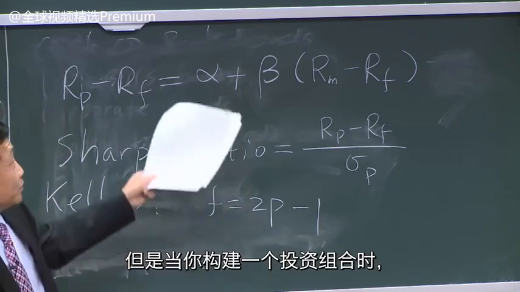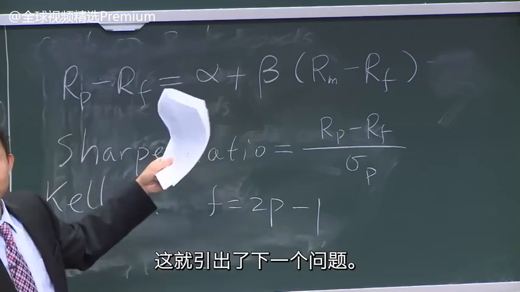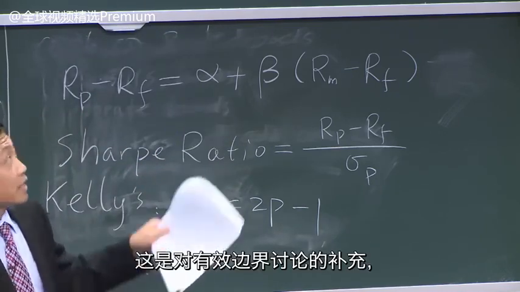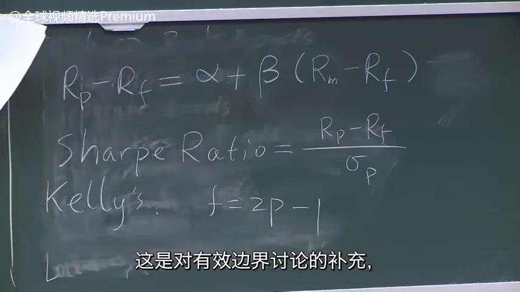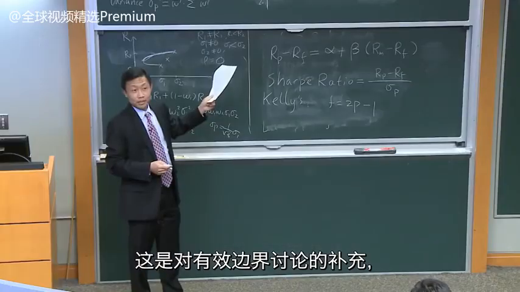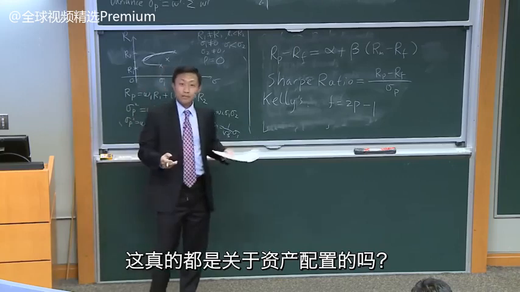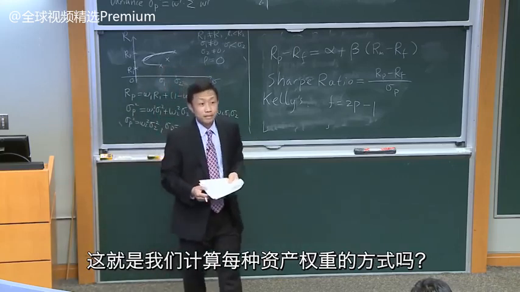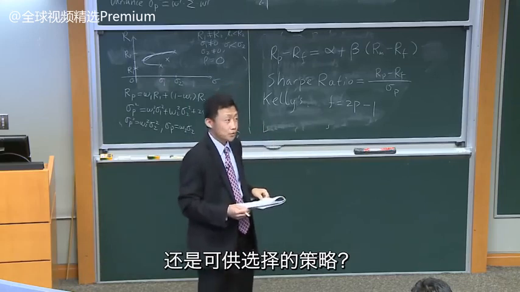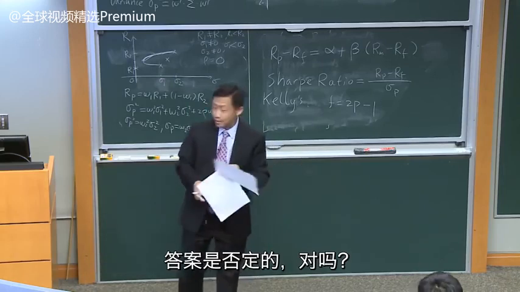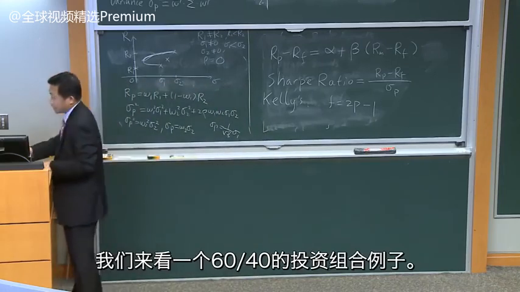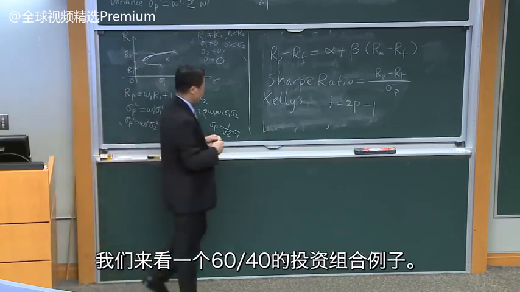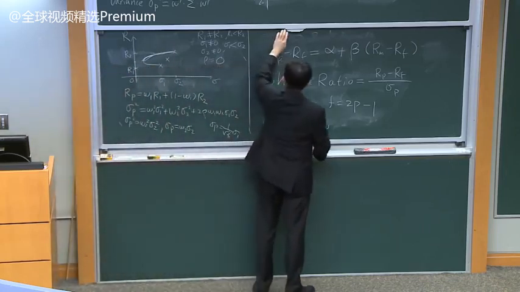But when you construct a portfolio, this leads to the next question: in addition to the efficient frontier discussion, is that really all there is to asset allocation? Is that how we calculate the weights of each asset or strategy to choose from? The answer is no, right? So let's look at the 60-40 portfolio example.